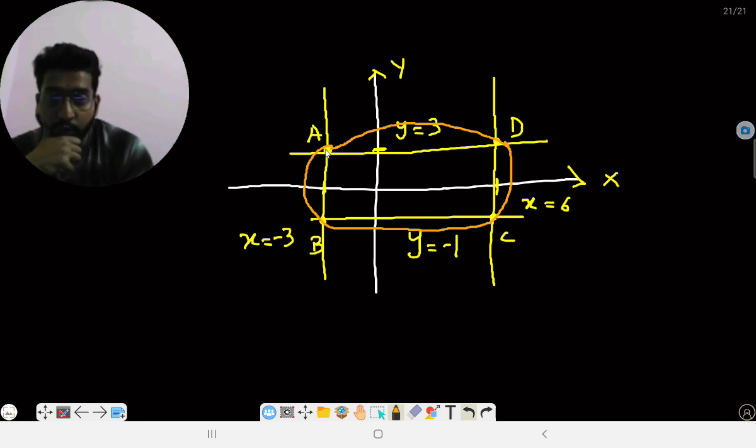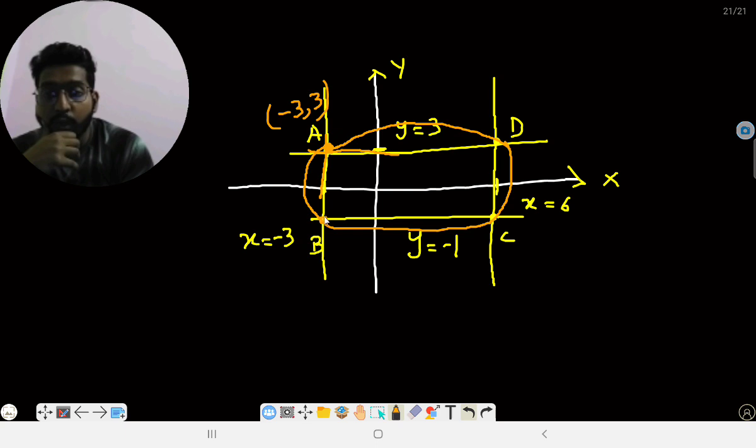Now how to find the center and radius? First look at the points. The first point is A. A is the intersection of AD and AB. What is the equation of AD? y equals 3. And the equation of AB? x equals minus 3. That means the coordinate of A is minus 3 comma 3.